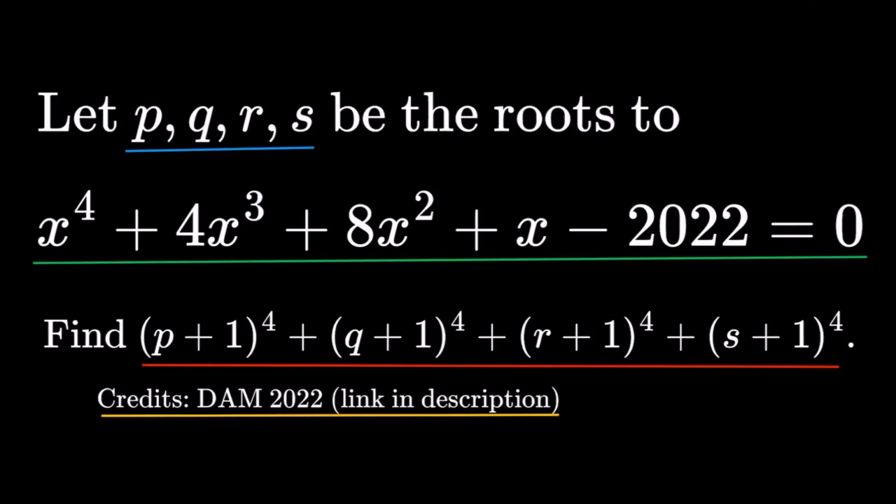Let P, Q, R, and S be the roots to the following quartic equation: x to the fourth plus 4x cubed plus 8x squared plus x minus 2022 is equal to 0. Find the value of the expression in red.